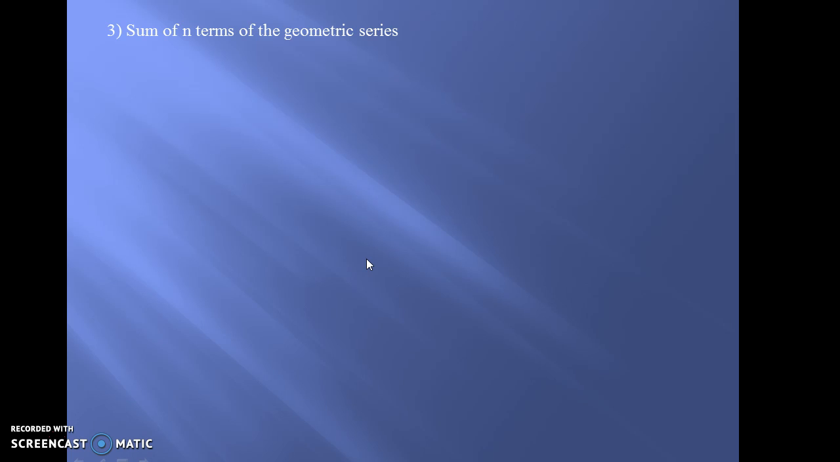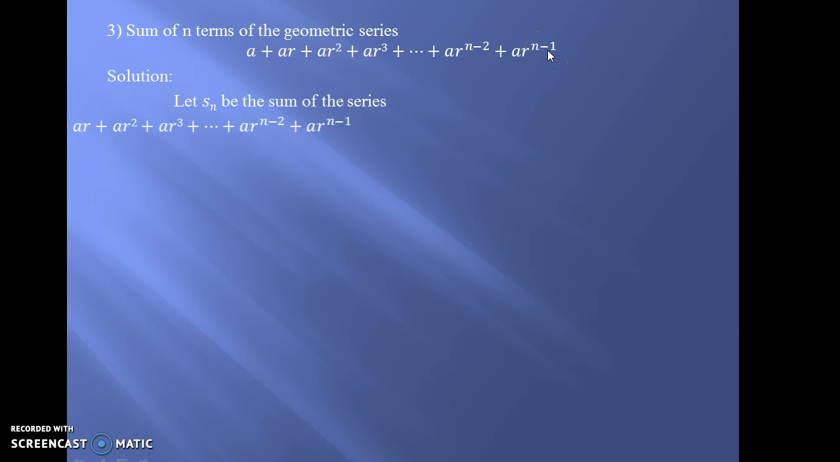Finally, we find sum of n terms of geometric series. The first term is a, second term is ar, third term is ar square, etc. And the nth term is ar power n minus 1. Let Sn be the sum of the series.